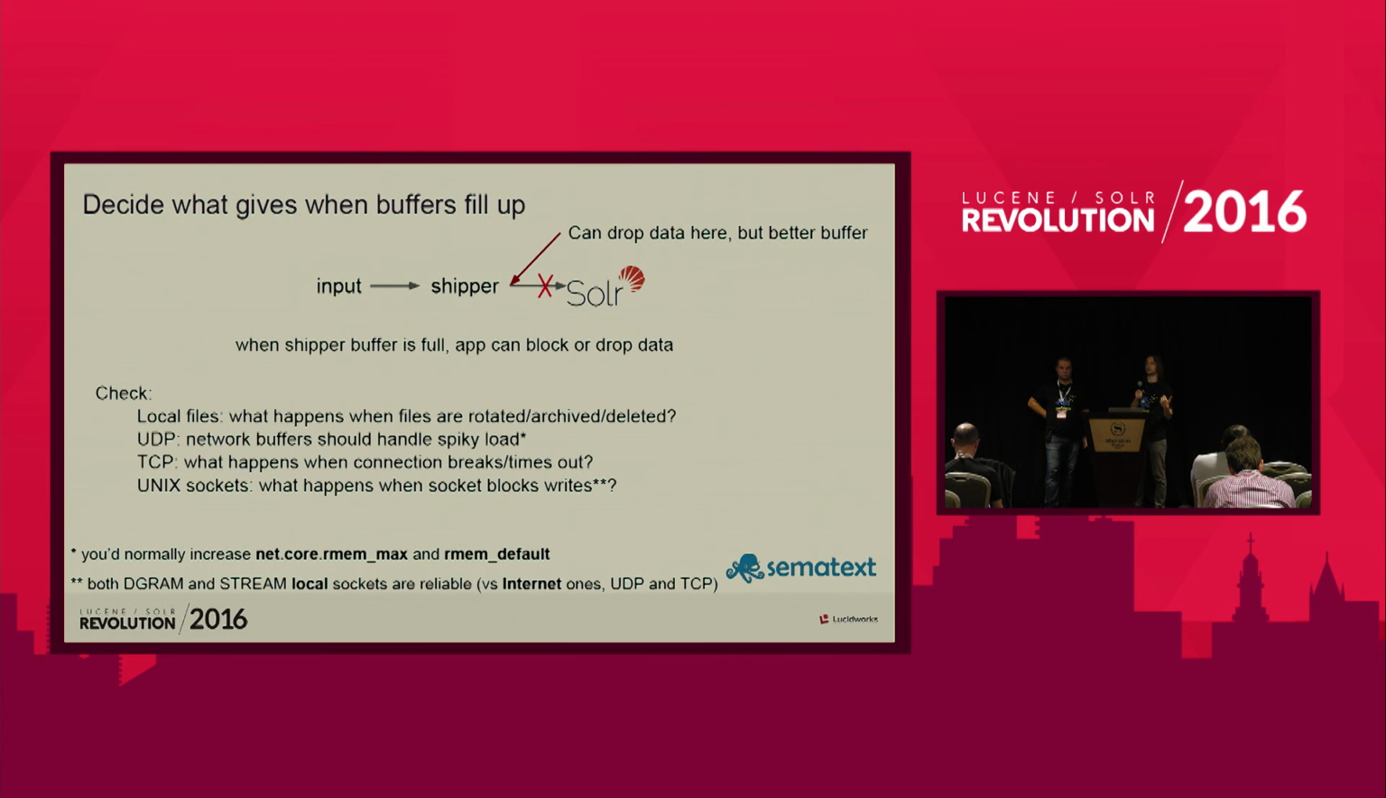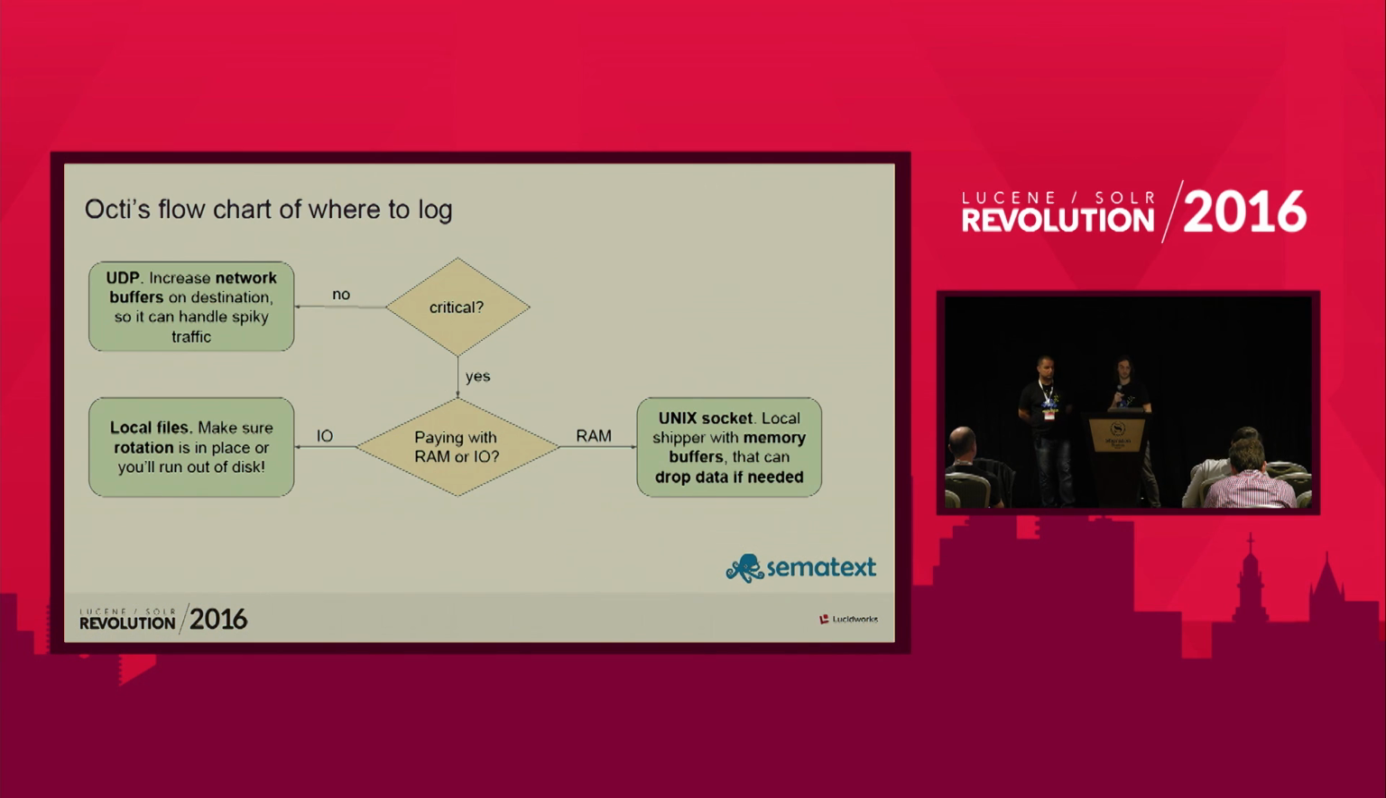You need to decide what happens when the buffer fills up, because you basically have two options. You drop data or you wait. And waiting is often not an ideal thing. You can drop data at the shipper level, obviously, but probably it's better to drop data earlier in the pipeline, like if all the buffers fill up. And there you have to check, depending on where the application logs, things like what happens if the log I'm writing to gets rotated, what happens if the TCP connection gets dropped, or if I'm logging through UDP, is the destination able to process data as fast as I'm sending it.